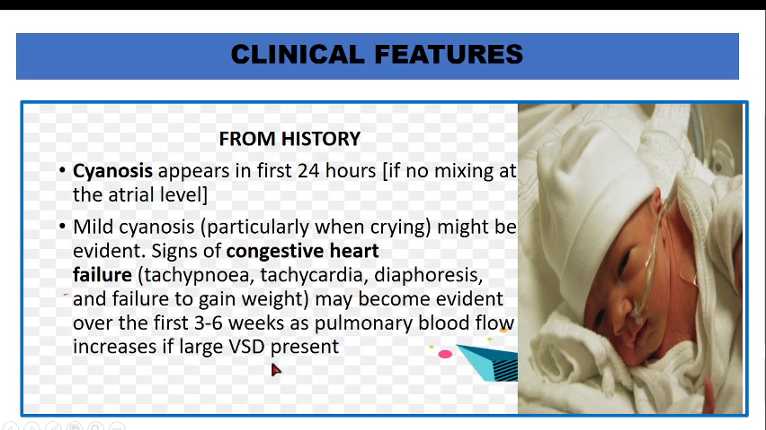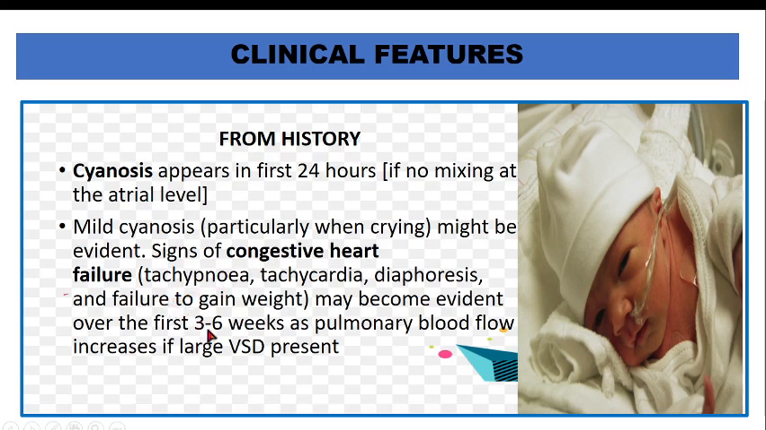I was saying that many times this transposition of great vessels may be associated with a congenital heart defect. Suppose there is a large VSD. If there is a large VSD, there is mixing of blood, and this may lead to congestive heart failure. Okay, so how do we know if congestive heart failure is there?